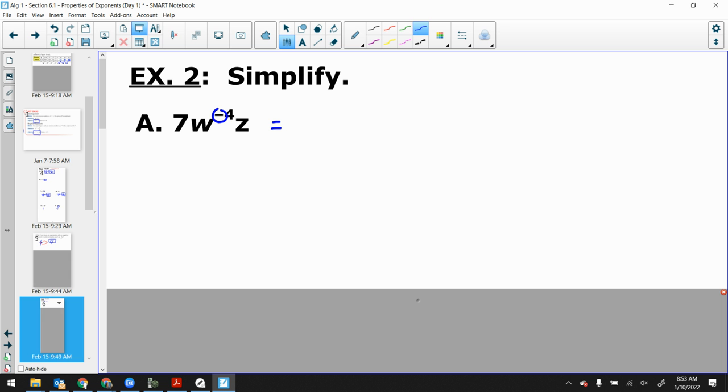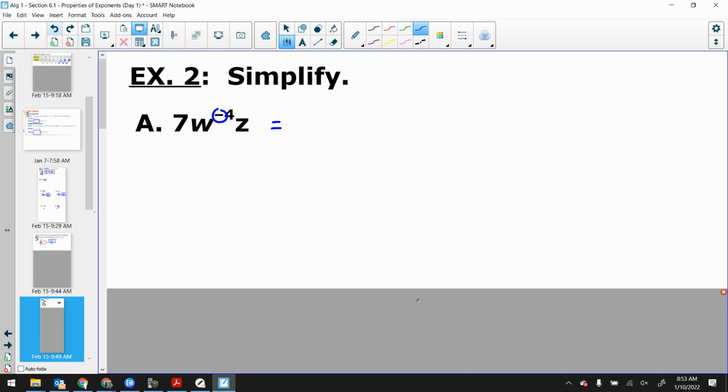Now let me ask you, what is being raised to that negative exponent? What is my base? It's not 7w, it's just w. How do you know the 7 is not part of my base? There's no parentheses around it. My 7 would be in my base if it was like this, but it's not. The only thing being raised to the negative fourth power is the w.